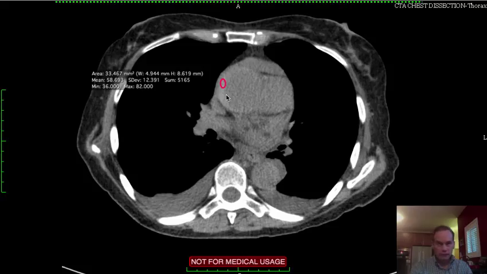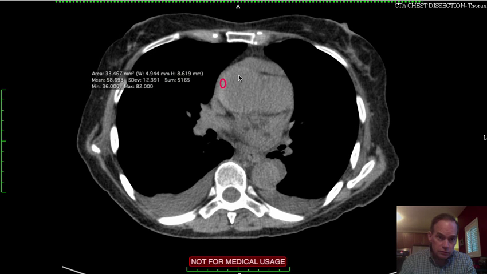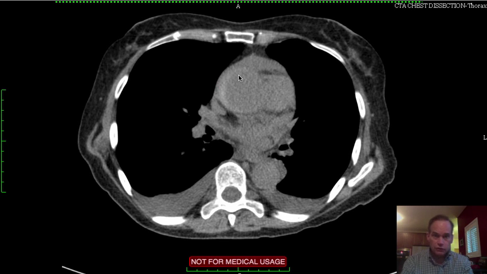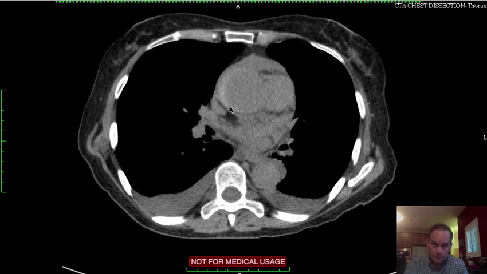Hemorrhage can be any of a variety of attenuations depending on how much it has been diluted by water or other serous fluids. But this is pretty dense, so this is close to pure hemorrhage. About 60 Hounsfield units, and you can see it getting a little thicker here. Still has that crescentic shape. It's most prominent and most dense in this area.